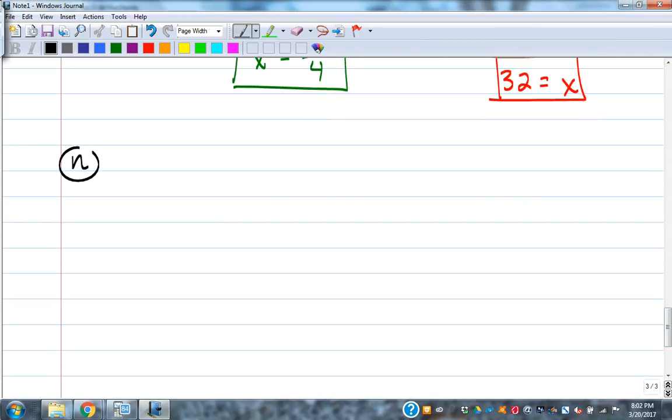Example N. Log base square root of 7 of 49 is equal to x.